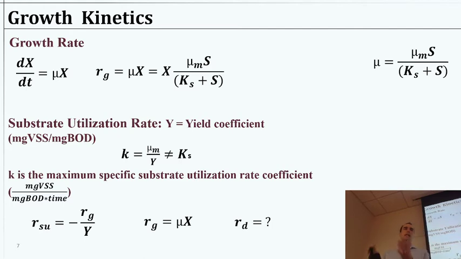So in order to get at how quickly our substrate's being used, we need a yield coefficient. So how much bacteria do we yield per mass of food that they eat? So we're taking a look at the mass of bacteria produced compared to how much food is being consumed. So this yield coefficient Y is going to be in milligrams VSS per milligrams BOD. So milligrams of bacteria per milligrams food. Pretty obvious why that would be.